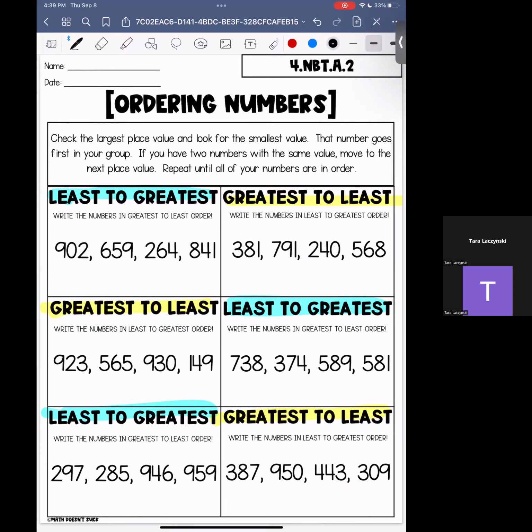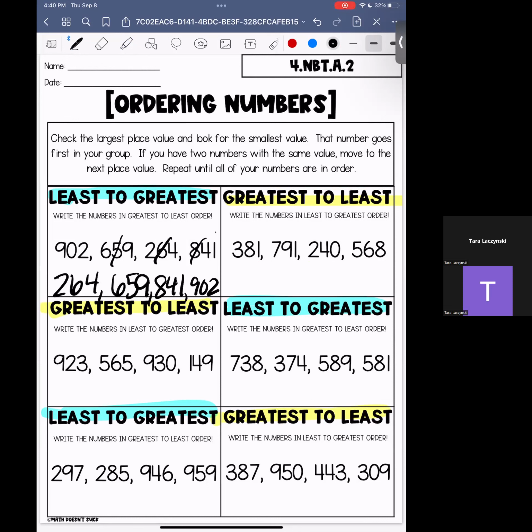So this one, we're starting with least to greatest. We have 902, 659, 264, and 841. Looking at the smallest, we're going to do 264, 659, 841, and 902.